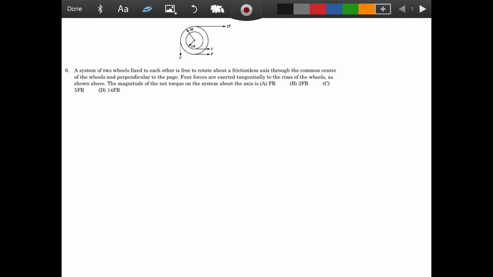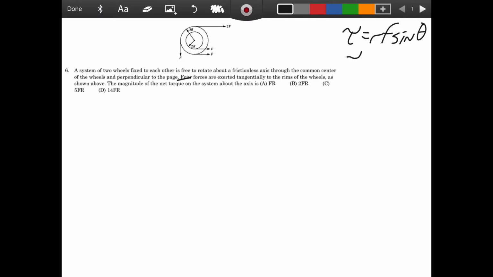All right, so in this example, we have two wheels fixed to rotate about a frictionless axis that can rotate freely relative to each other. They have a common center, and they're perpendicular to the page. And there are four forces that are exerted tangentially, which is good because if we remember torque is rF sine theta, if they're exerted perpendicular, then the sine of 90 degrees is 1.